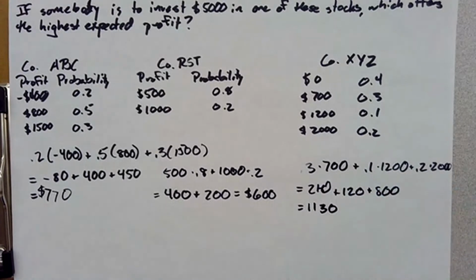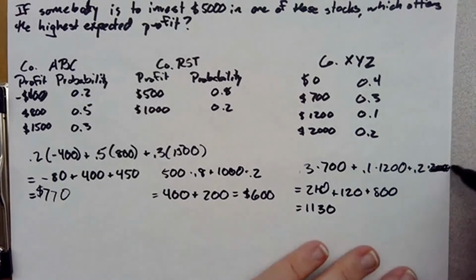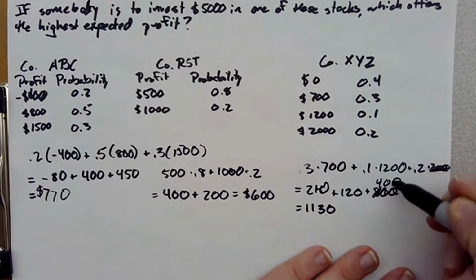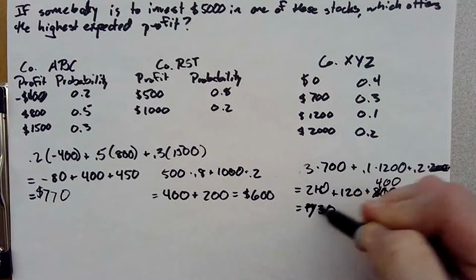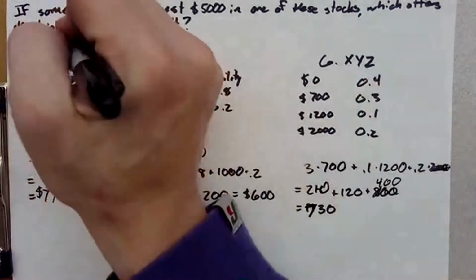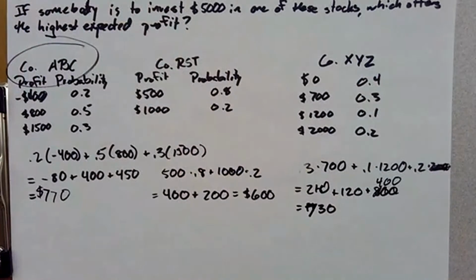So clearly I did something wrong there. 0.2 times 2000 is 400, not 800. So that should be 730 there. So clearly, if we're going entirely on the basis of expected value, the investor should choose company ABC.